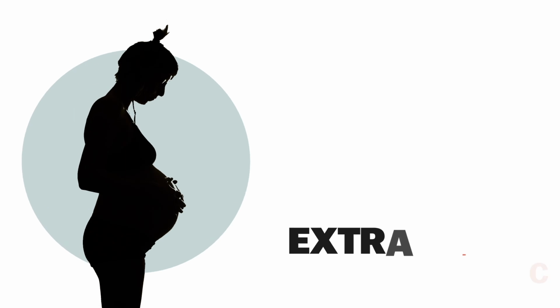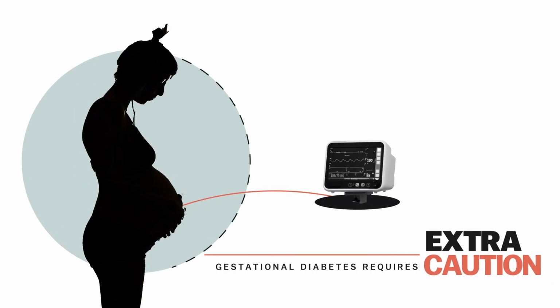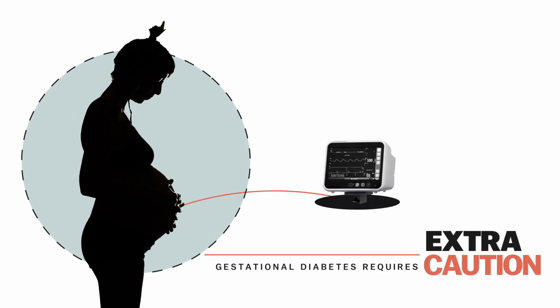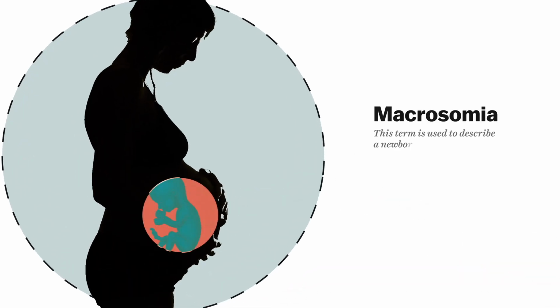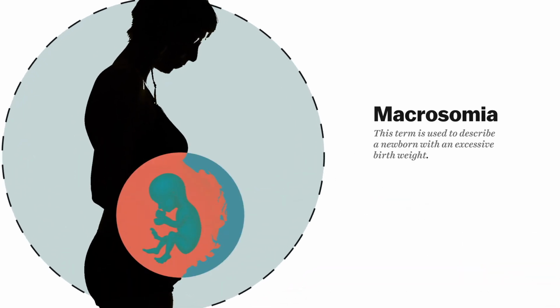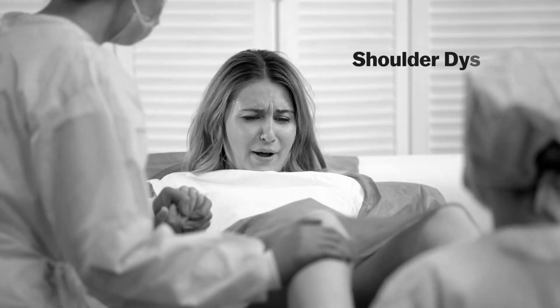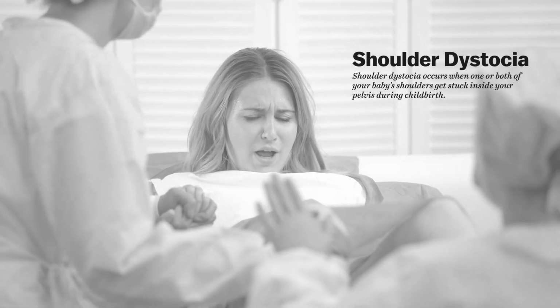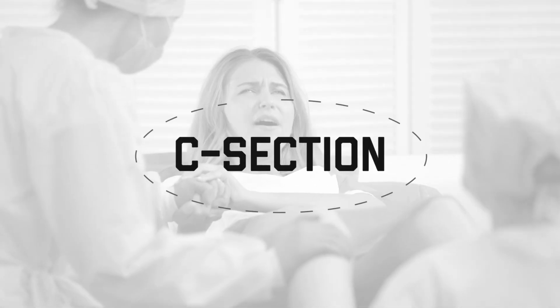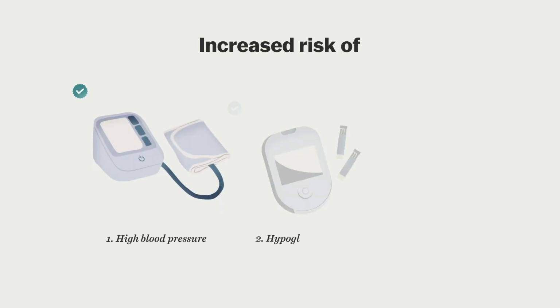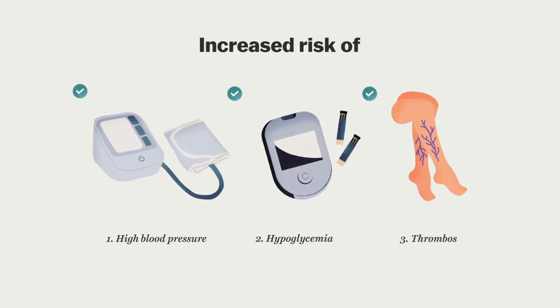Gestational diabetes requires extra caution and careful monitoring to prevent drastic changes in blood glucose. The fluctuation in glucose levels can cause your baby to grow very large. Gestational diabetes also increases the risk of your baby's shoulders becoming stuck inside your pelvis during birth. Due to complications like these, you may need a C-section. Gestational diabetes can also increase your risk of conditions like high blood pressure, hypoglycemia, and thrombosis.